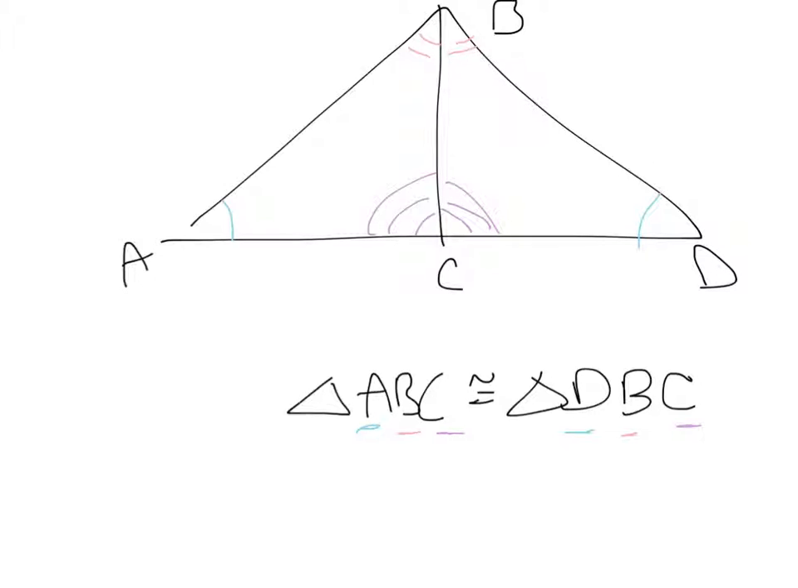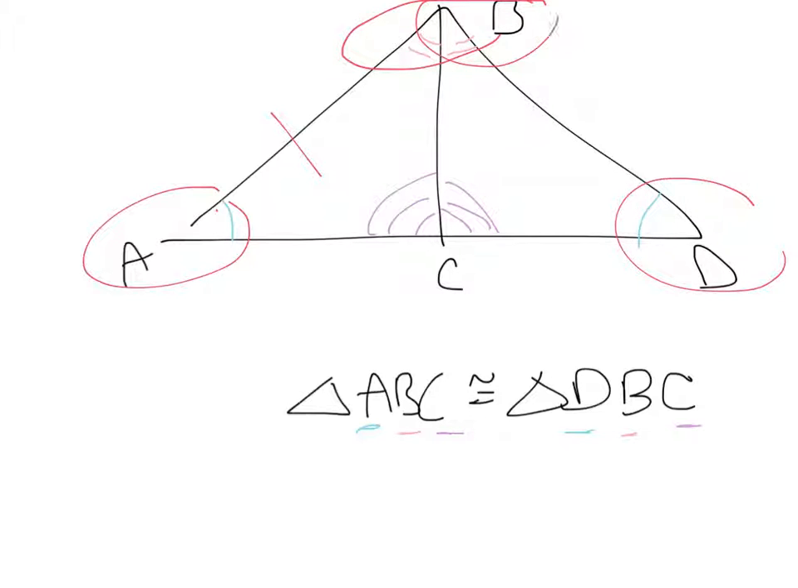Now we just need to mark the sides. So I'm going to put 1 arc over here. It's between the 1 arc and the 2 arcs, so I need to match it over here. Here's the 1 arc, here's the 2 arcs.